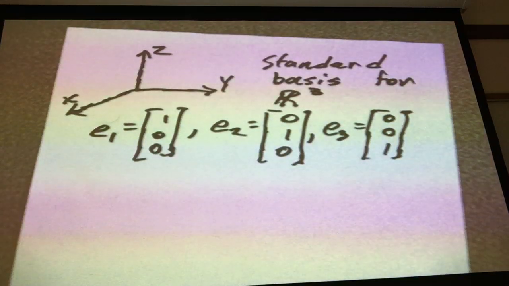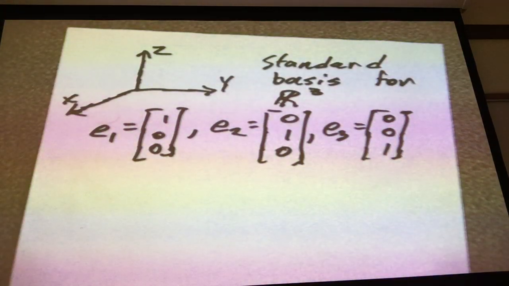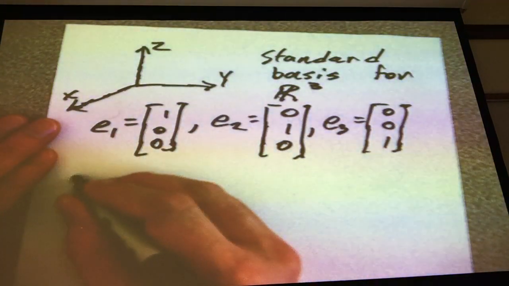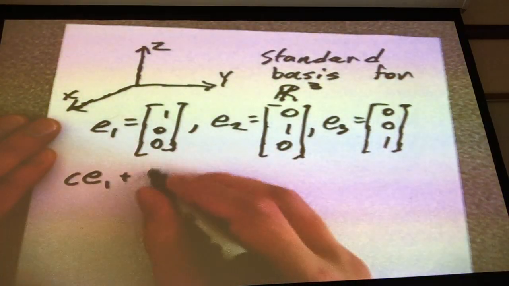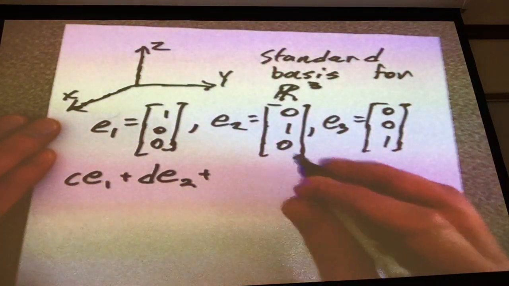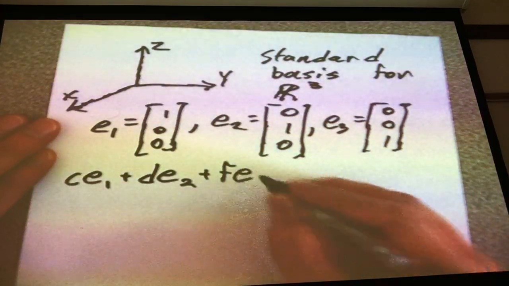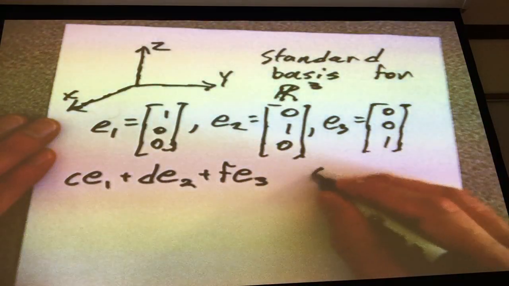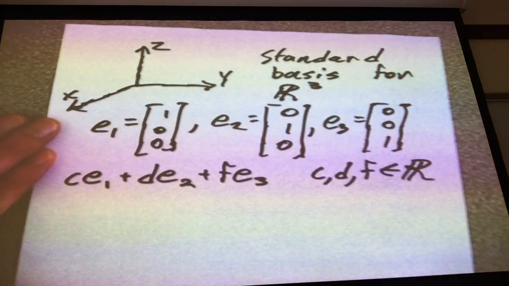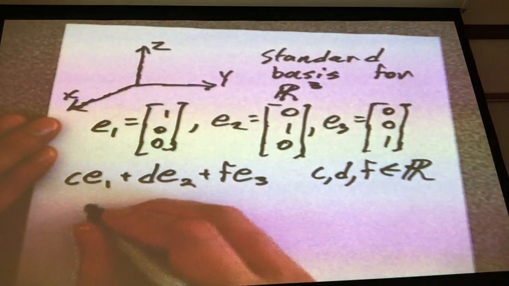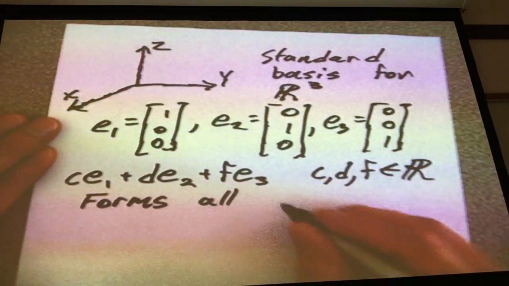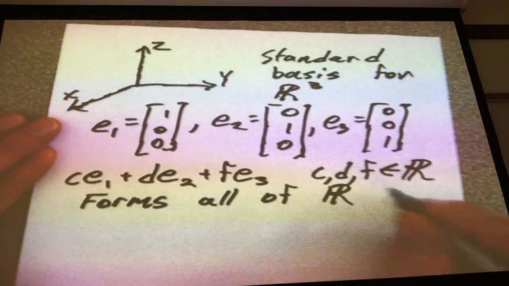Okay, so now C E1 plus D E2 plus F E3, where C, comma, D, comma, F are just in the reals, okay? This forms all three-dimensional space.